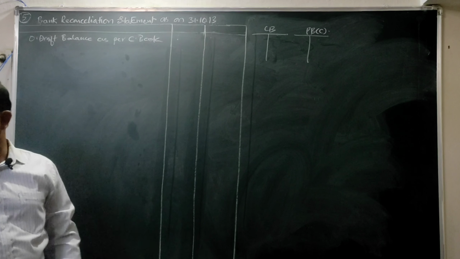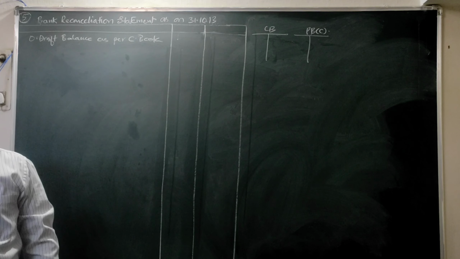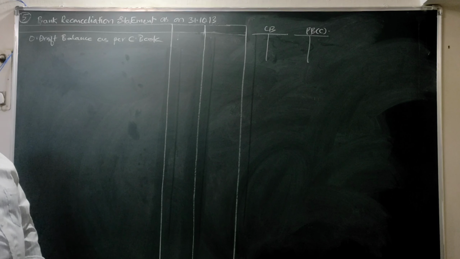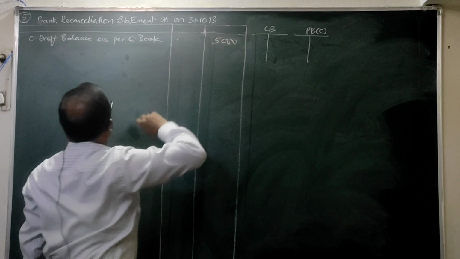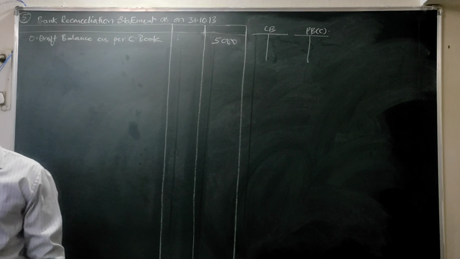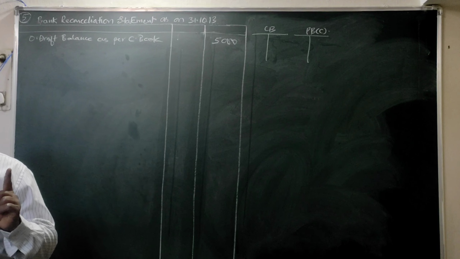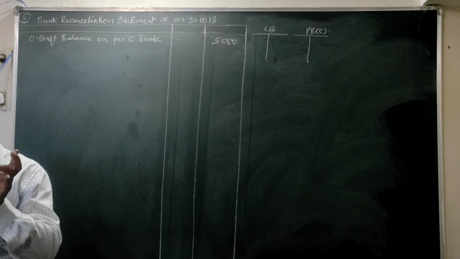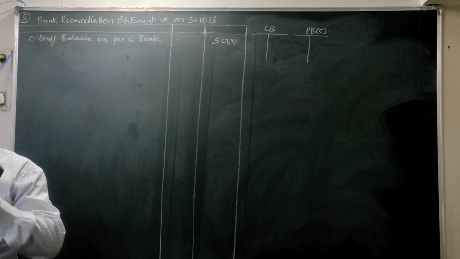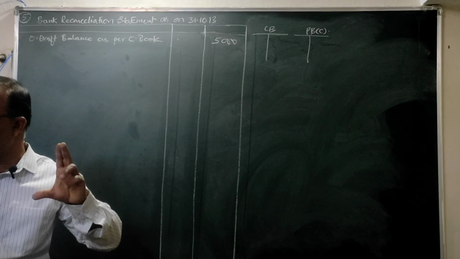So how much does he say? An overdraft balance of 5,000. So 5,000 we will take up here. Overdraft balance as per cash book is 5,000. See, read the sentence up to the full stop and understand it, then you will be able to know what to do. Next one, because this problem is given in paragraph form.